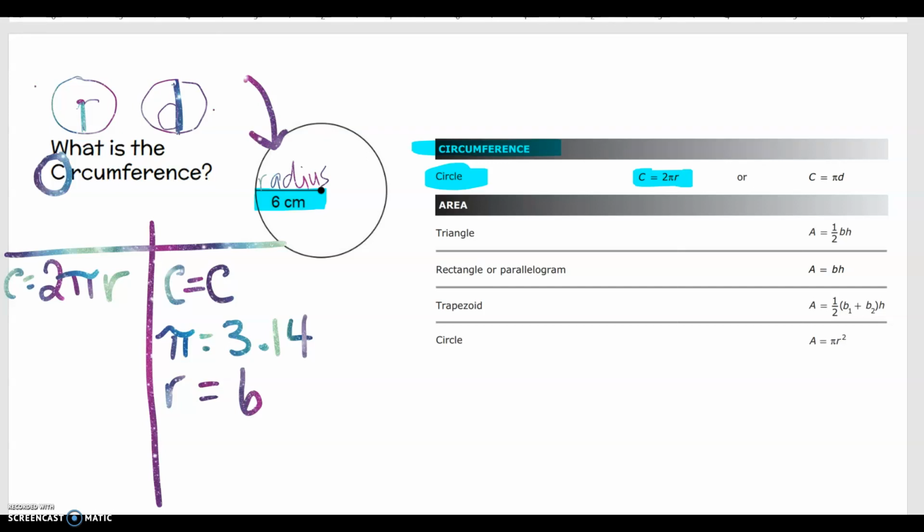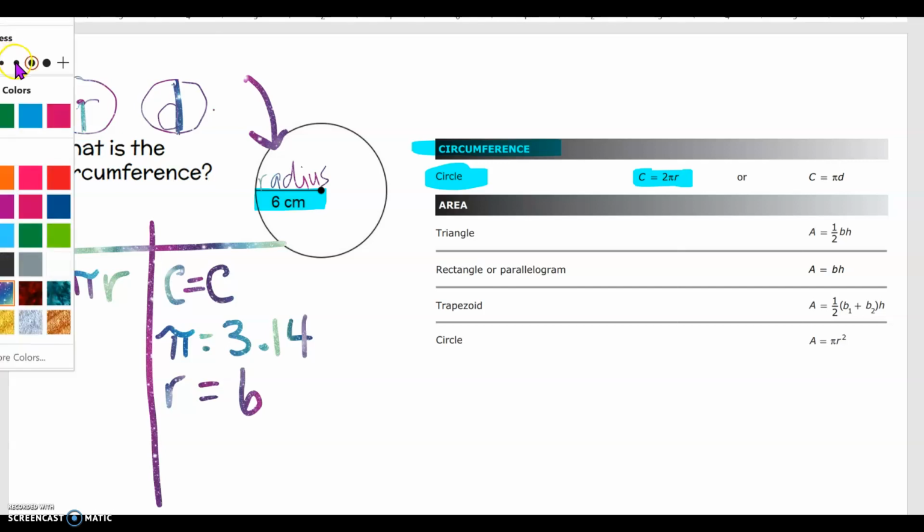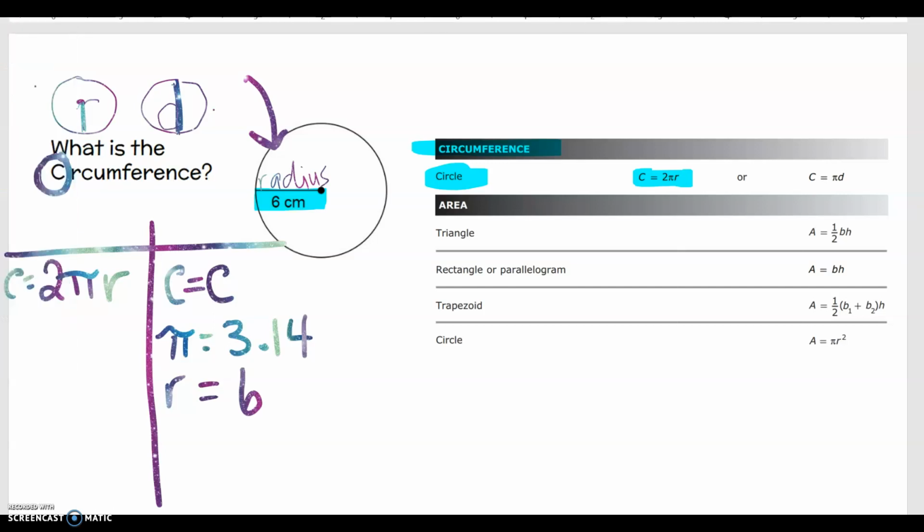Radius is 6. Now what we have to do is plug those variables in and substitute the variables with the actual values. So over to the left again, I'm going to change my pen to make it a little bit smaller so that I have more room to write. So C stays the same, so C equals. Well, 2 is exactly the same, so you bring down 2 again. Pi we can go ahead and replace with 3.14, and then radius is 6.